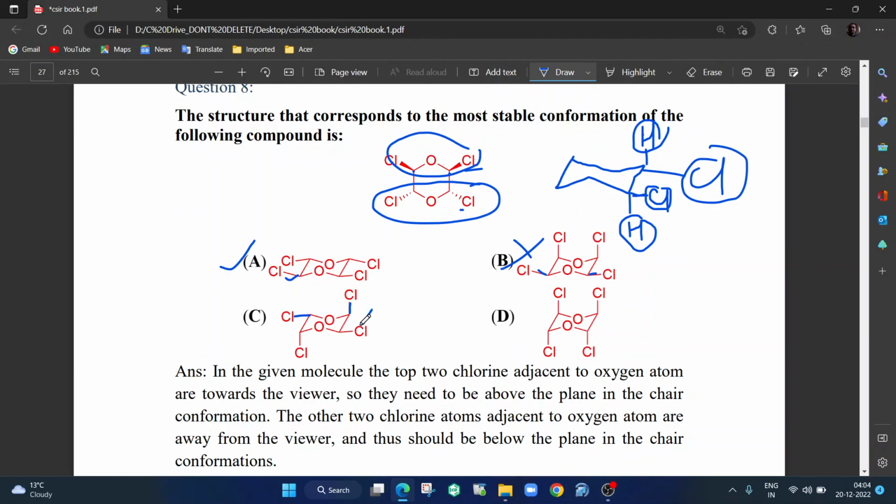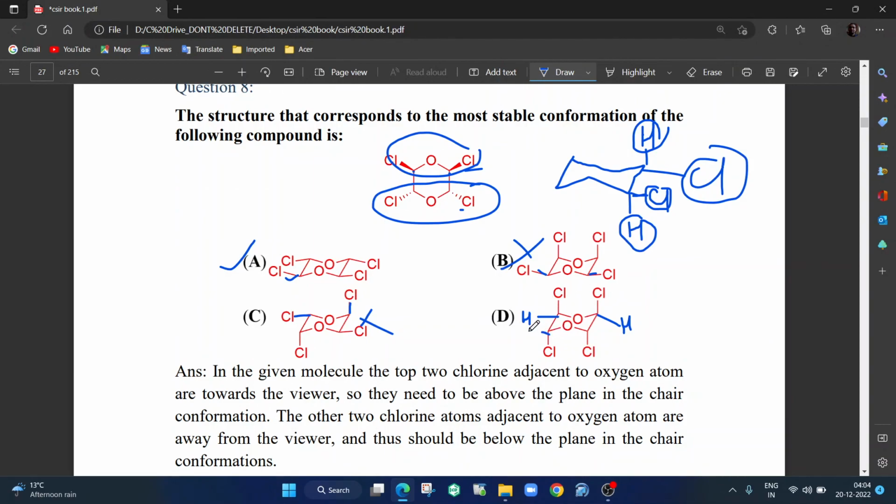So, C also cannot be the answer. Now, D is the option. In D, you are having both chlorines above the plane, because the 2 hydrogens will be equatorial, below the plane. Similarly, 2 hydrogens will be here below the plane. So that means clearly 2 hydrogens are above the plane, and similarly here if you look, 2 hydrogens are there.